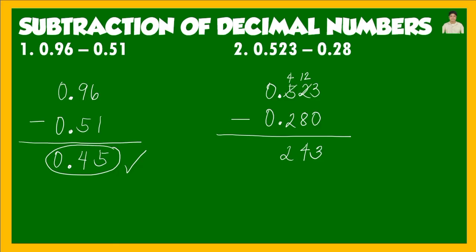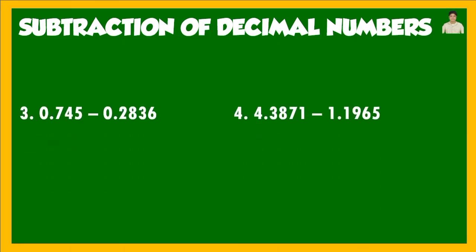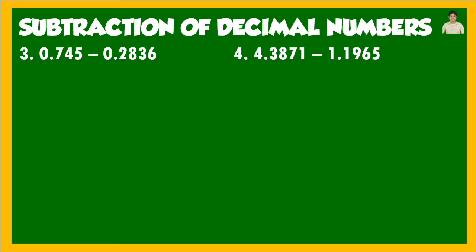Next, 0 minus 0, we have 0. And then, sulat lang natin yung decimal point. So, this will be our final answer. So, 243 thousandths. So, let's have the next example.